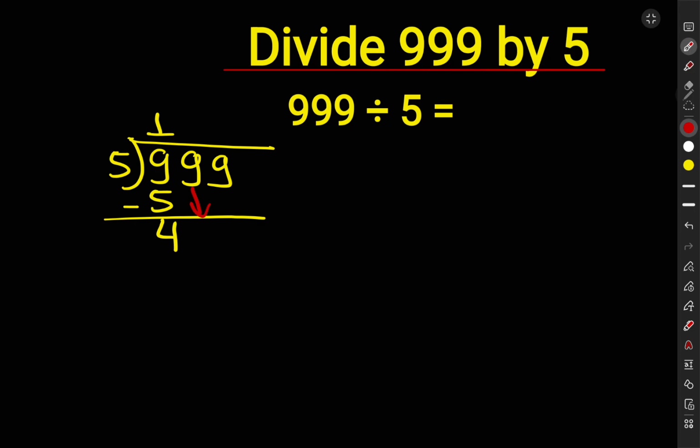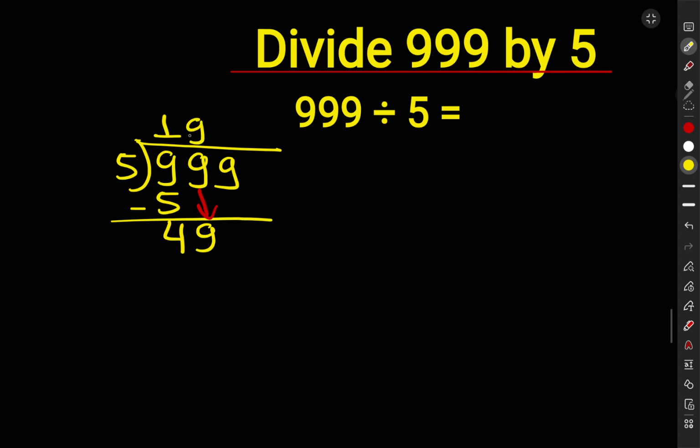So now we put down this 9 and it is 49. 5 times 9 is 45. On subtracting we get 4.